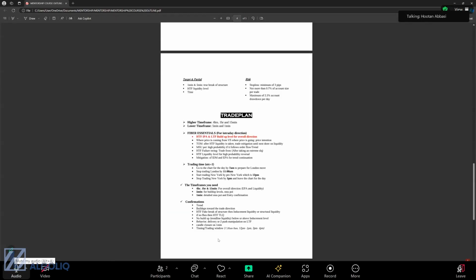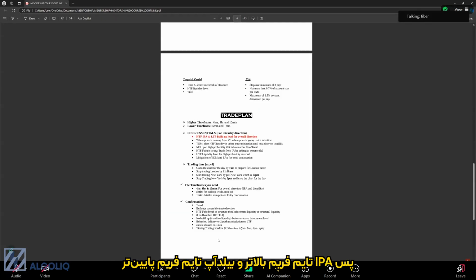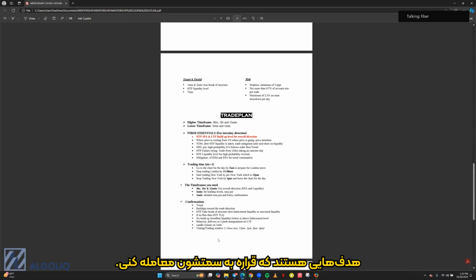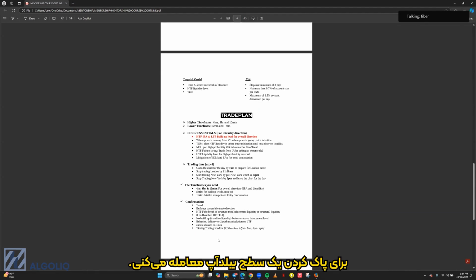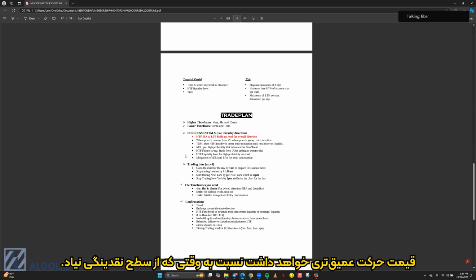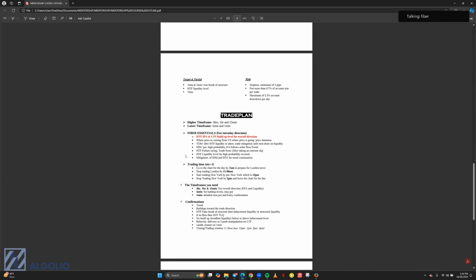So higher time frame IPA and lower time frame build-up level are the targets you'll be trading towards. If you take a position, you need to make sure you are covering an IPA or you are trading to clear a build-up level. Where price is coming from versus where price is going to. It's really important to know the intention of price. If price is coming from a liquidity level, then you have a chance to know that price is going to give a deeper move than when it is not from a liquidity level.